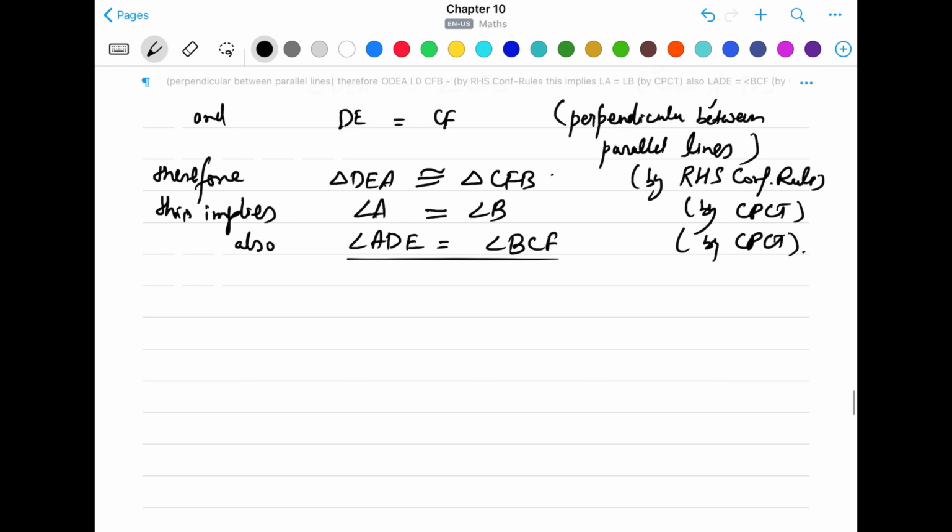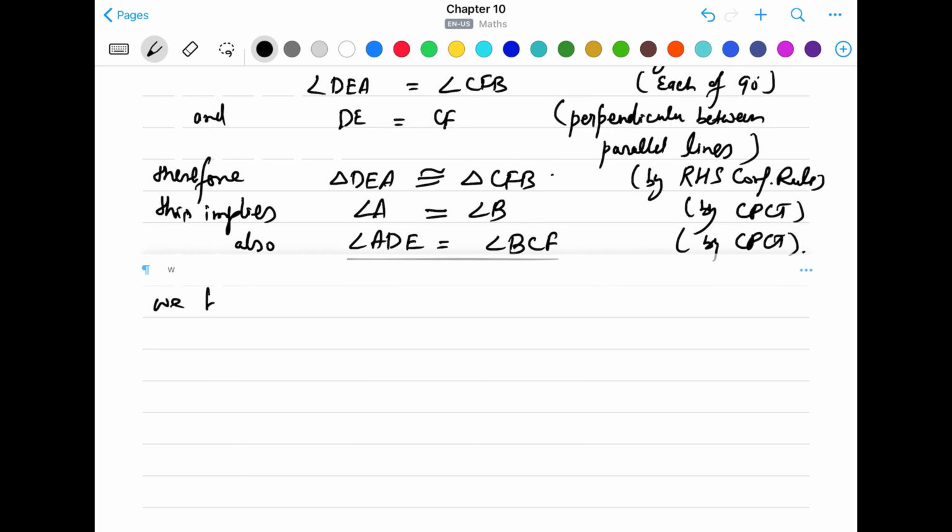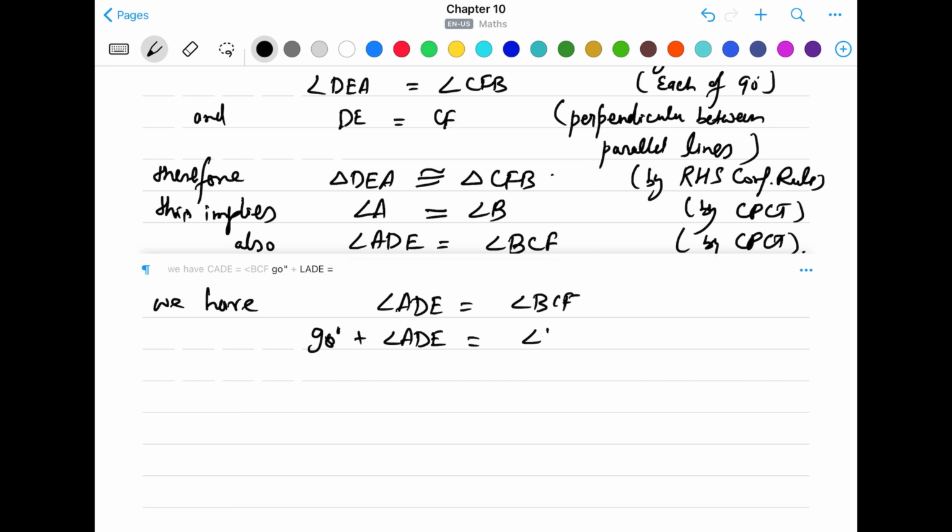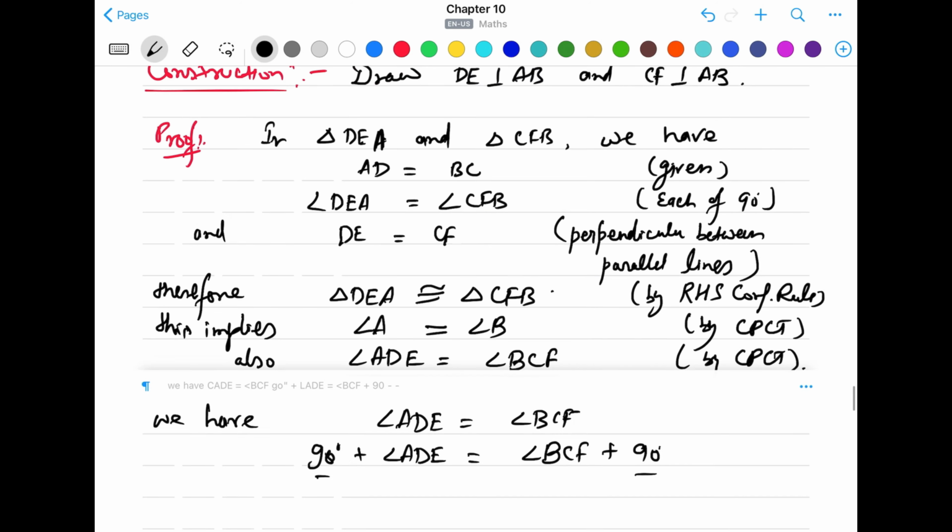Now we are going to continue with this. We have angle ADE equal to angle BCF. So what we are going to do is add 90 degrees to both sides of this equation. So we have 90 degrees plus angle ADE, and again we have BCF and we are adding 90 degrees. As we are adding equal numbers on both sides, the equation remains unchanged.